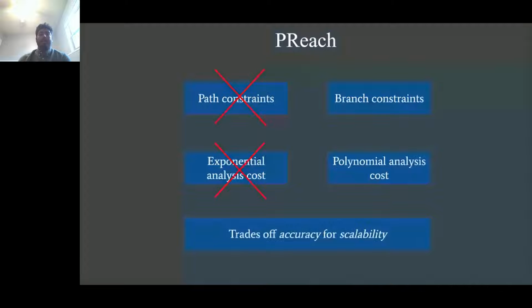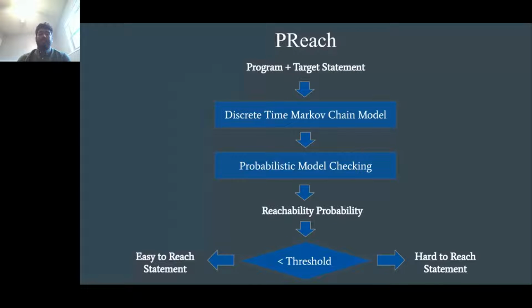Given the program and the target statement, Bridge first constructs a discrete time Markov chain model, and then, using a probabilistic model checking tool, it can compute the reachability probability. After that, given a threshold, Bridge identifies if the target statement in the program is easy to reach or hard to reach using the computed reachability probability.